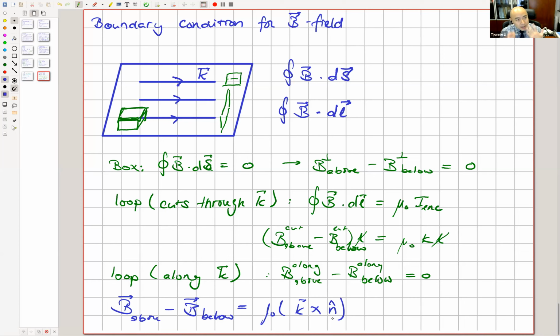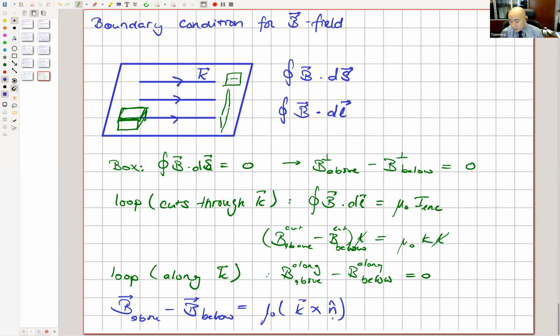So again, just by simply looking at the box around the surface or two different loops, we can come to the conclusion about what the boundary conditions are for the magnetic field.